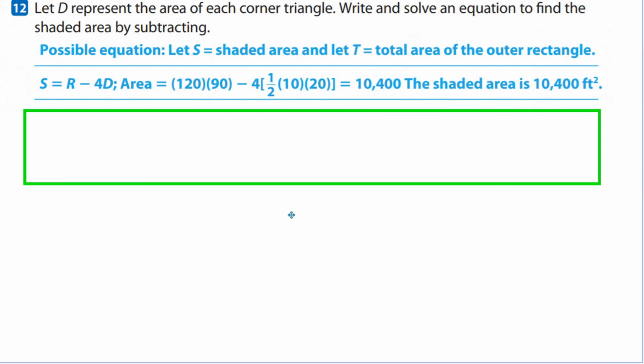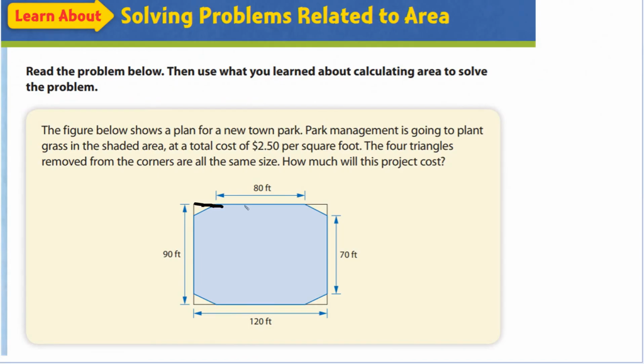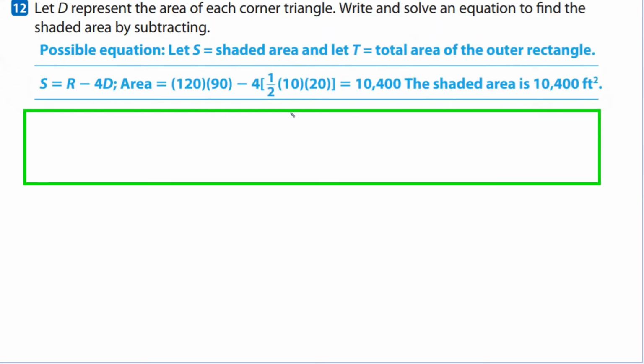So one of the possible equations that they came up with, they said let S equal the shaded area. All right, that's obviously the answer itself. You can see the answer is the same. Okay, and basically they said let T equal the total area of the outer rectangle. So if you look back, the outer rectangle is the whole thing, which is 120 by 90. Sorry for the not so straight line. So when you have the 120 by 90, there it is.